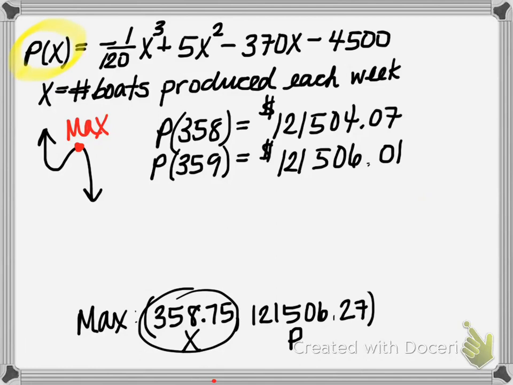So now we can take a look and decide, well, which is the larger profit? And you can see that my maximum profit is going to occur when we produce 359 boats. So finally, we can answer the question. Yes, the company should increase their production level, and they should increase the production level to making 359 boats per week.